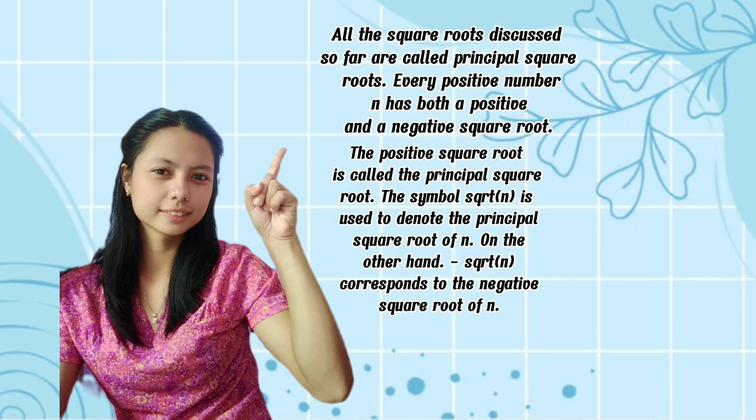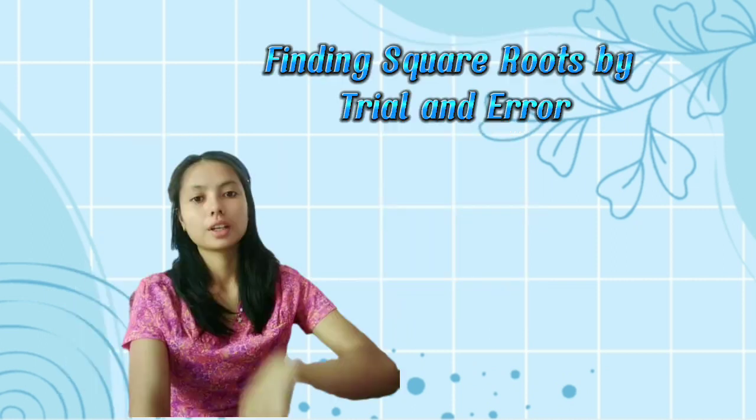All the square roots discussed so far are called principal square roots. Every positive number n has both a positive and a negative square root. The positive square root is called the principal square root. The symbol, the square root of n, is used to denote the principal root of n. On the other hand, the negative square root of n corresponds to the negative of the square root of n.